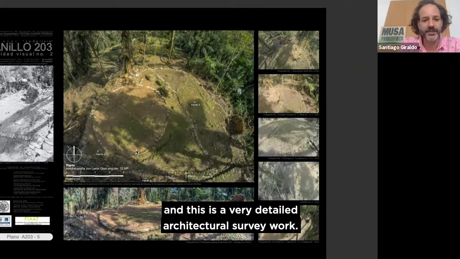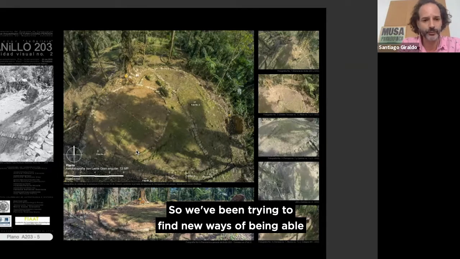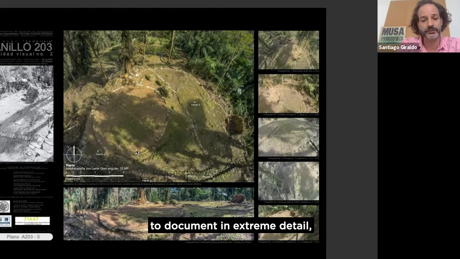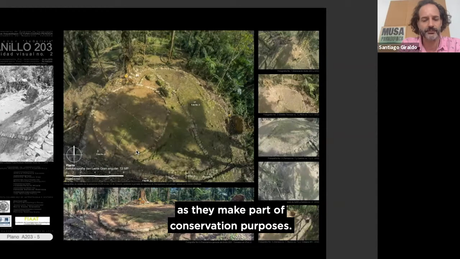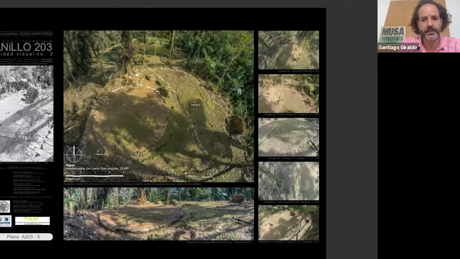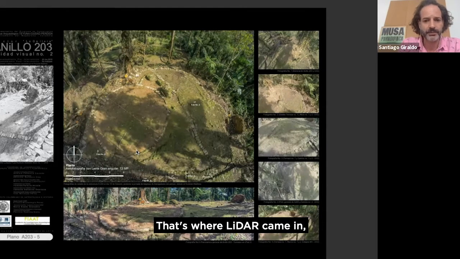And this is very detailed architectural survey work. And so we've been trying to find new ways of being able to document in extreme detail everything that is done to structures as they make part of conservation purposes. That's where LiDAR came in.